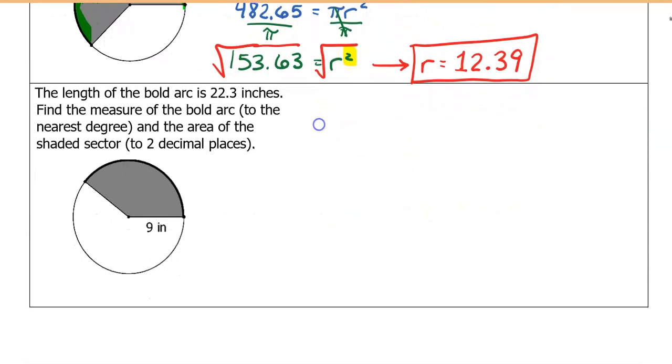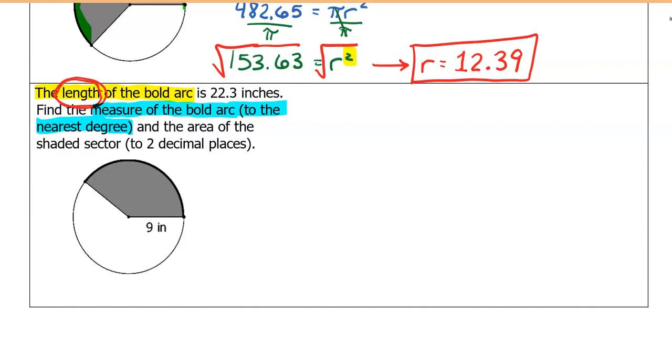Okay. And then the final question brings together what we did in the first topic with arc length, and also in this topic with sector area. So they gave me the length of the bold arc. We're going to start this problem the way we did arc length. So using arc length, we're going to find the measure of the bold arc rounded to the nearest whole number. And then after we have that, we're going to find the area.